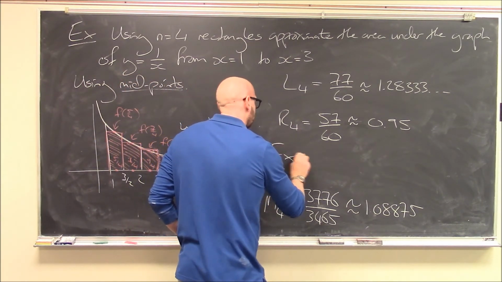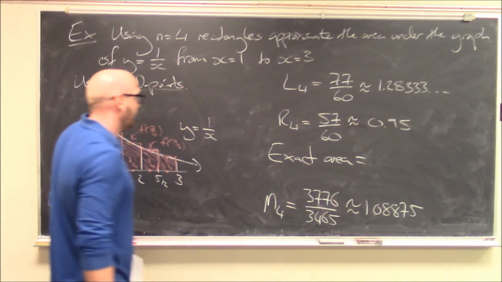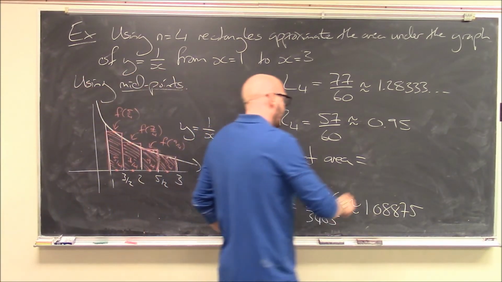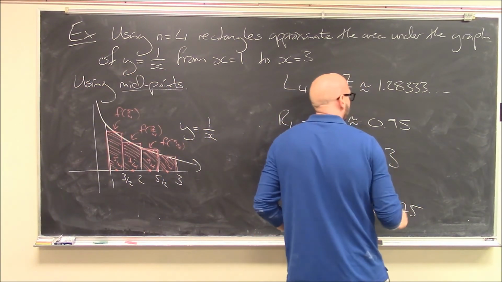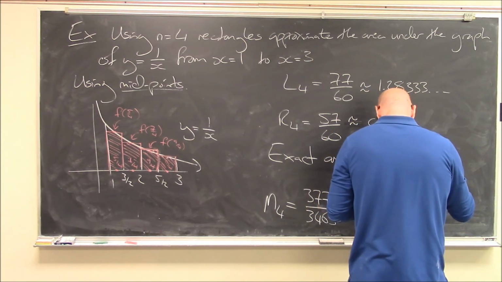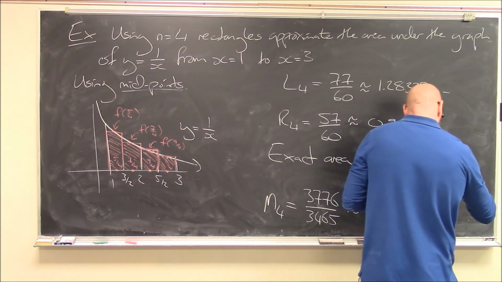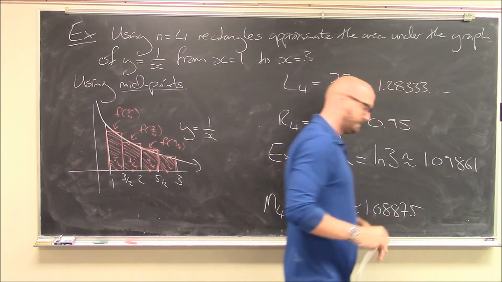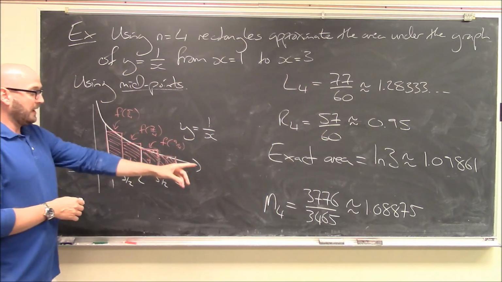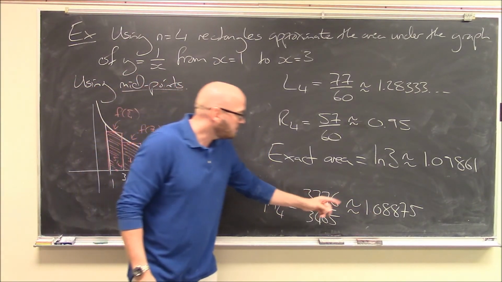answer. Exact area. Turns out the exact area of this curve is something you'll be able to compute in the next section, and it's exactly equal to ln of 3, or approximately, as a decimal approximation, 1.09861. So it turns out here that the midpoint approximation, using only 4 rectangles, is actually really good.